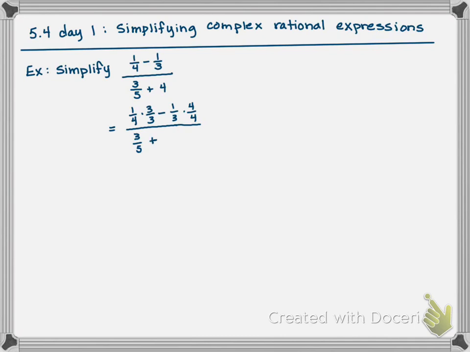So plus 4 over 1, and then I need to multiply by 5 over 5 to get common denominators. And so then back to the top, we have 3/12 minus 4/12. And then on the bottom, we have 3/5 plus 20/5. So if I do that subtraction, I get negative 1/12 and then 23/5.